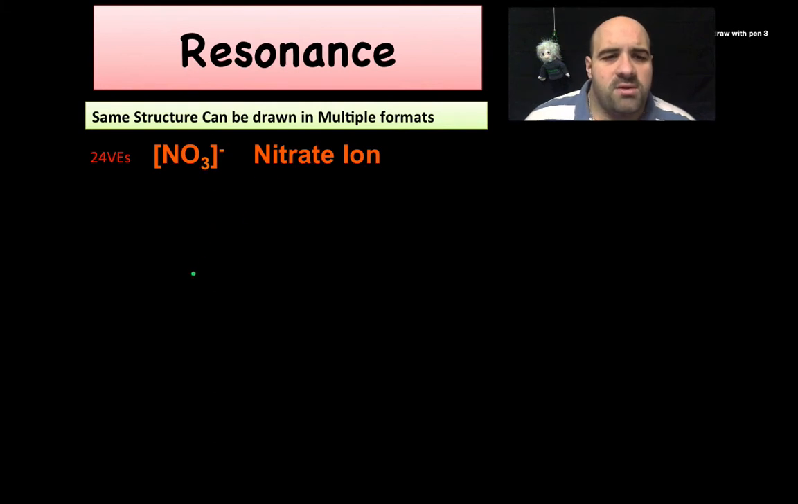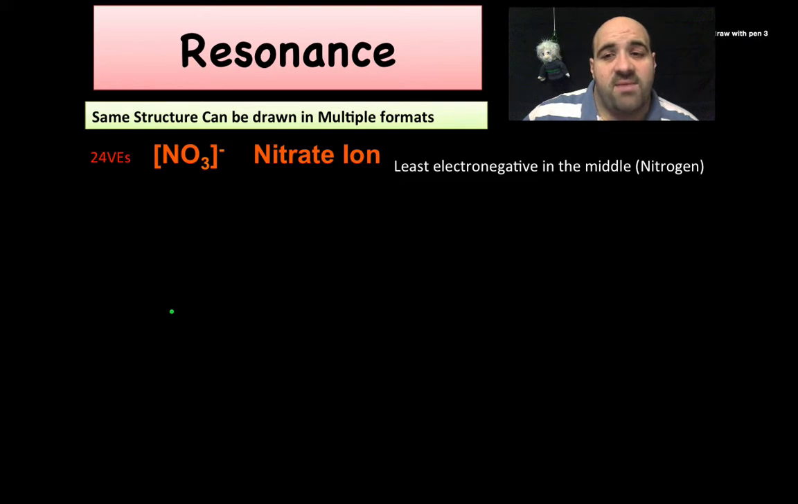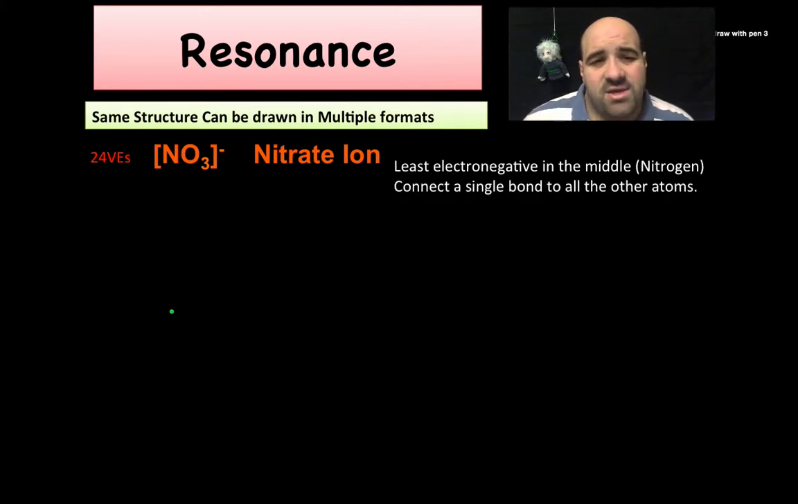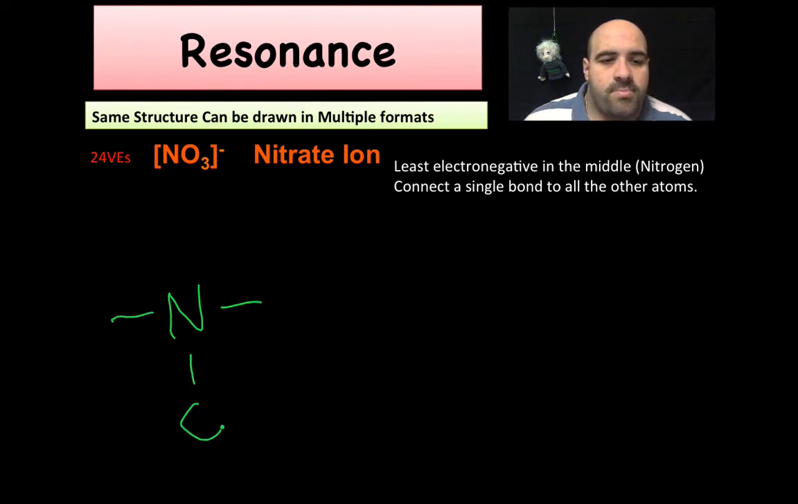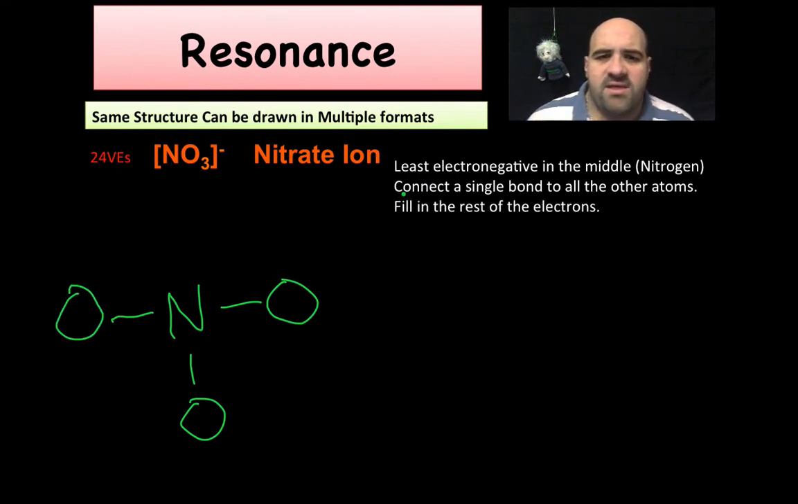Nitrogen is going to go in the middle. We did have some rules. Least electronegative atom in the middle. And then we're going to connect a single bond to all the other atoms. So let's put nitrogen in the middle, and we're just going to connect a single bond to 3 oxygens. And so now we have our single bonds, and we're going to fill in the rest of the electrons. We've used 2, 4, 6 electrons, 6 of our 24, so we have 18 left.